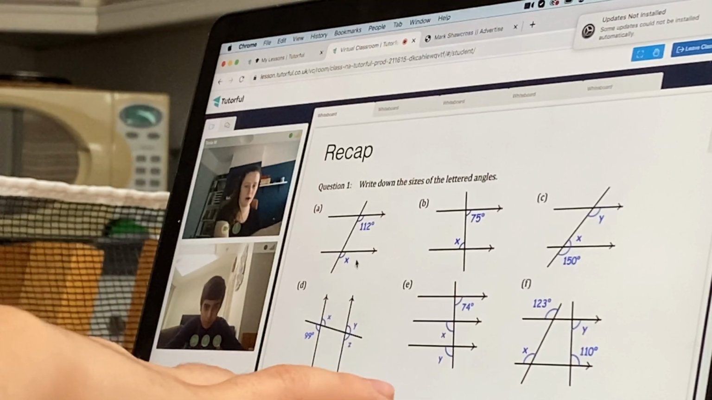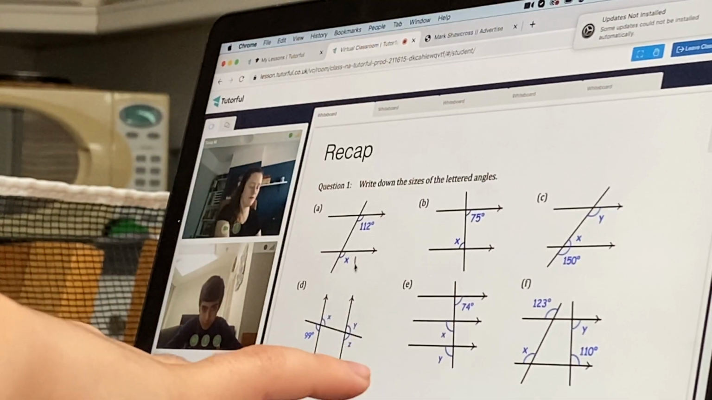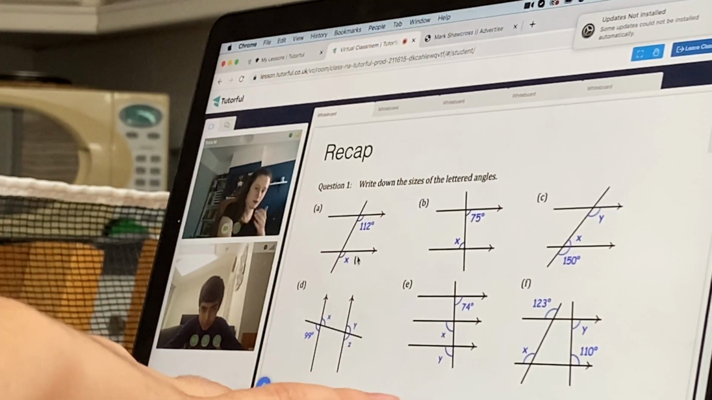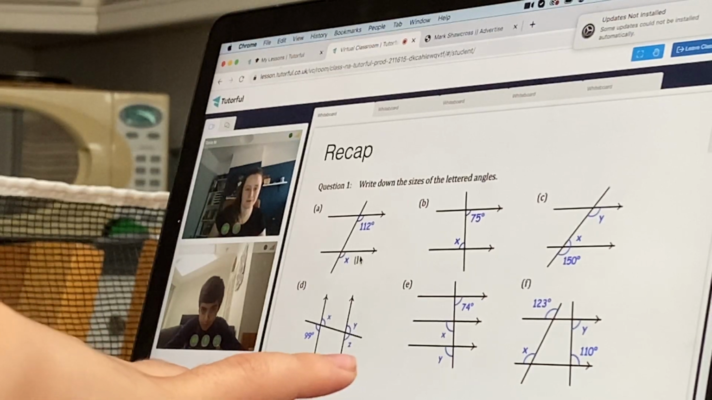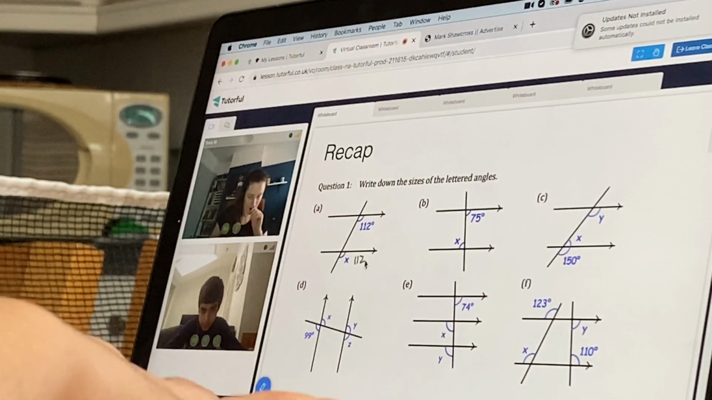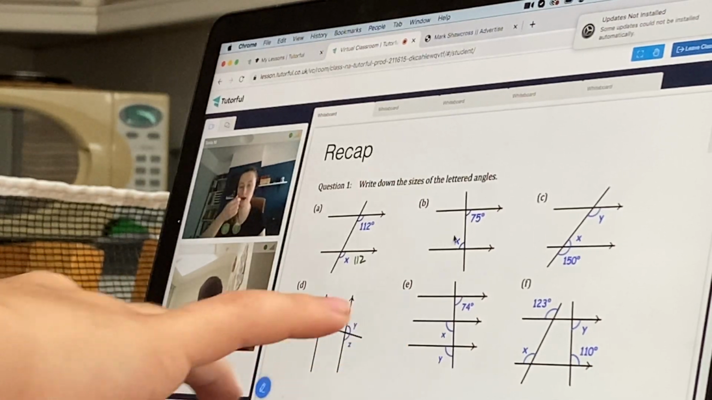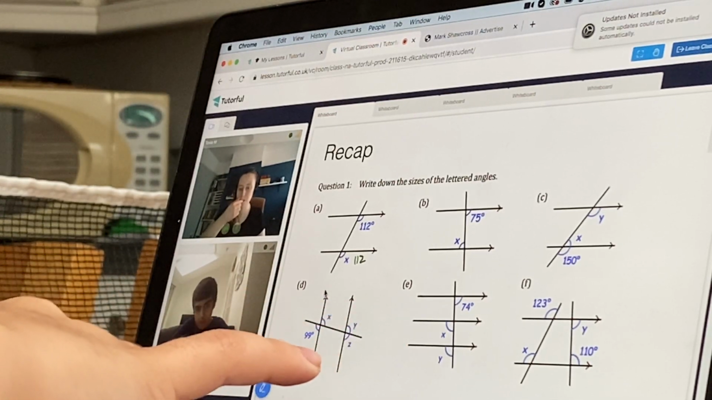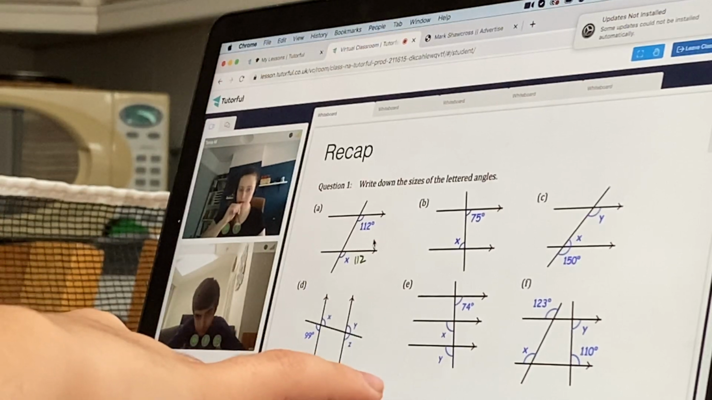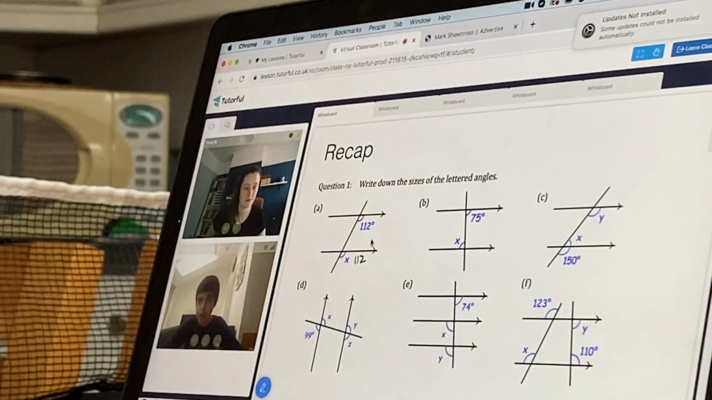Cool. So do you want to have a go at these 6 questions? I've left loads of room on here for us to go through them. This is 112. Yeah, brilliant. What kind of angle is that one? It's not a right angle. It's obtuse, no. Not quite.